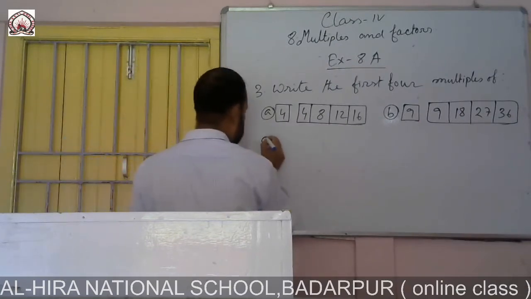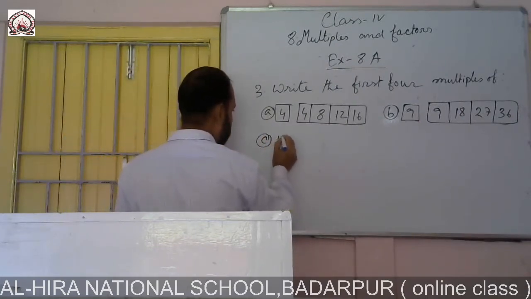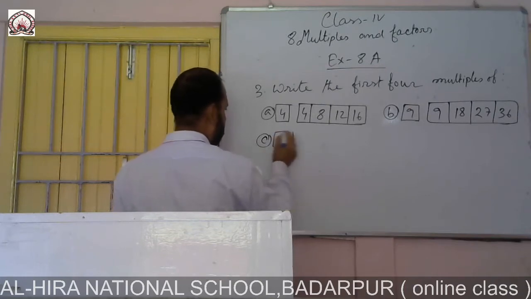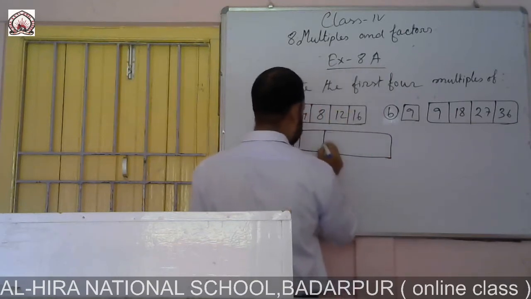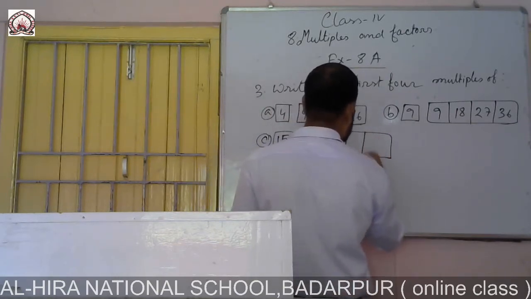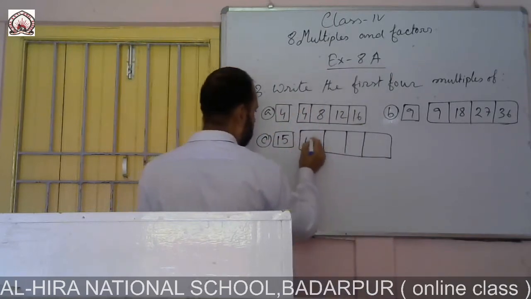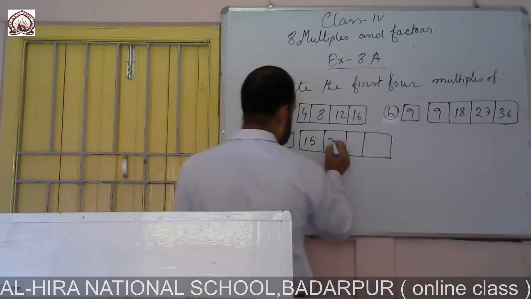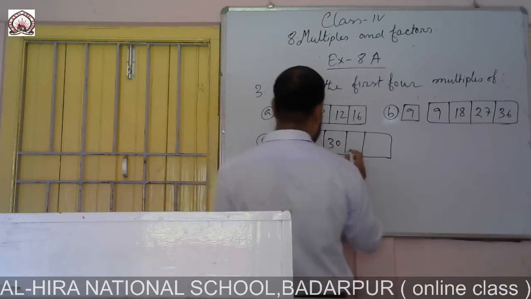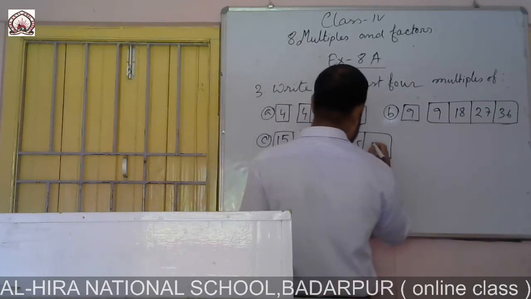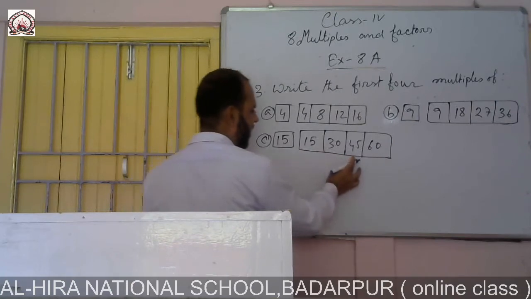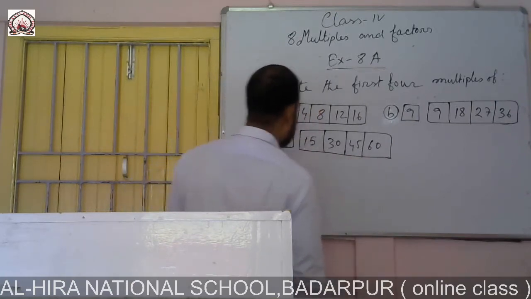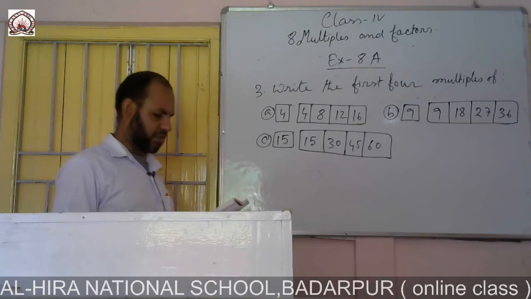Next, question number C. We take out the multiples of 15. First 4 multiples of 15. So like same table number, 15 1s are 15, 15 2s are 30, 15 3s are 45, 15 4s are 60. So 15, 30, 45 and 60 are the first 4 multiples of 15.